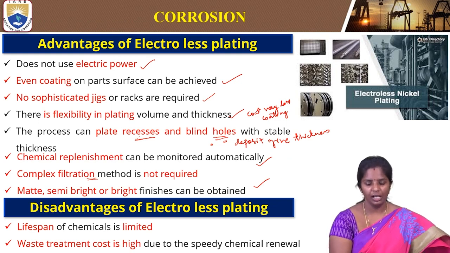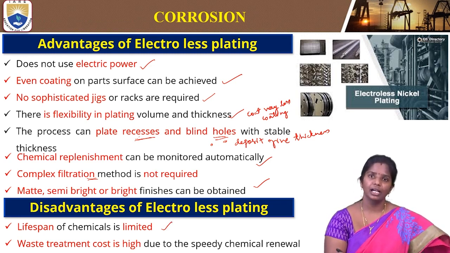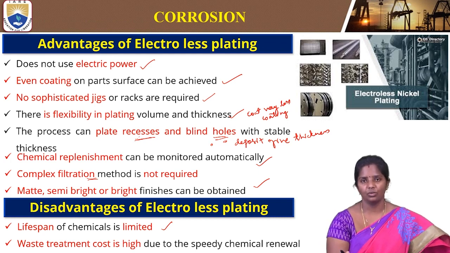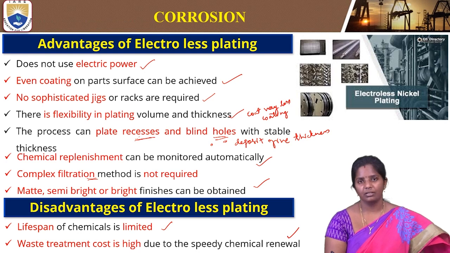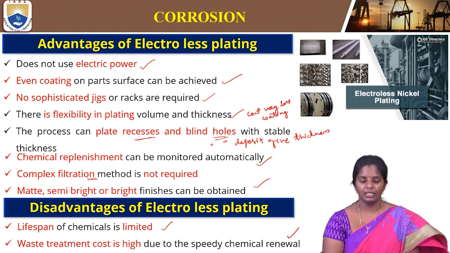What are the disadvantages? The lifespan of the chemicals is limited. For example, if we use a chemical for the electroless process, it can only be used for a few days, so the chemical has to be replaced for the next coating. Then the waste treatment cost is high, because if we are unable to use the chemical that is in the bath, waste treatment has to be done before sending it to the drain. These are the two disadvantages of electroless plating.